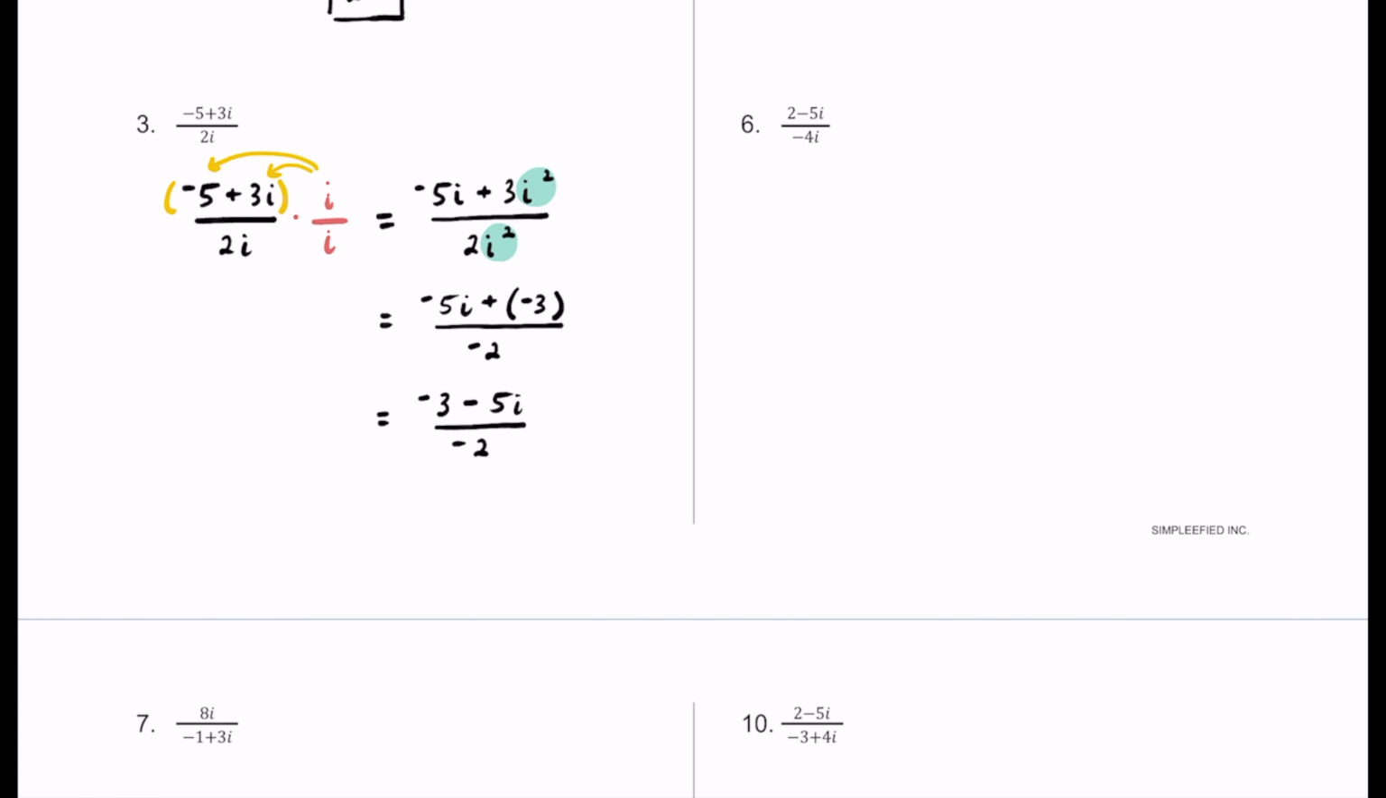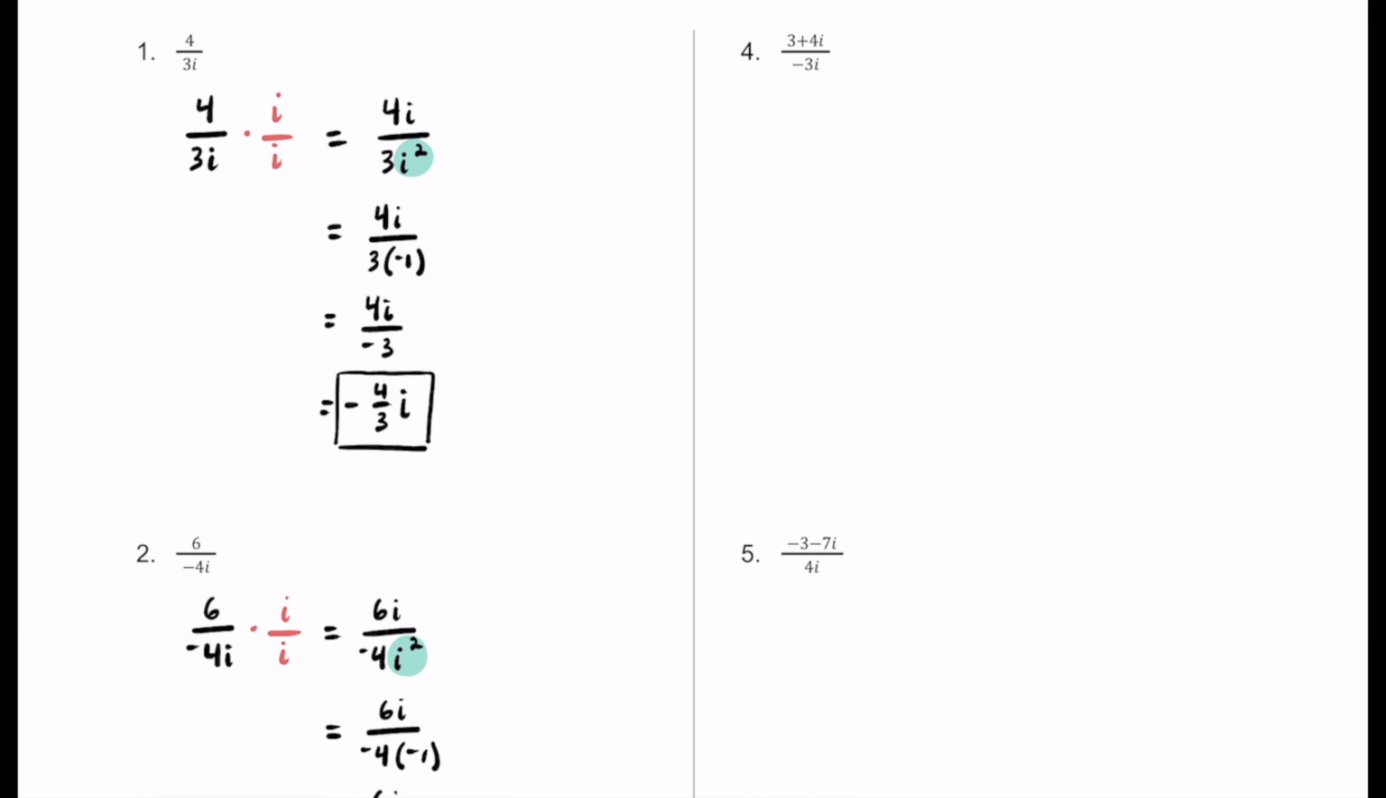Okay, and then we can separate this to write it in standard form. So that's going to be negative 3 over negative 2, which is really just positive 3 over 2. And then it's going to be a negative 5i over a negative 2, which is really plus 5 over 2 i. So this right here would be our rationalized version, and it's also going to be in standard form where we have a plus or minus bi. Here's number 4. For number 4, we have a similar one, so let's just rewrite this expression.